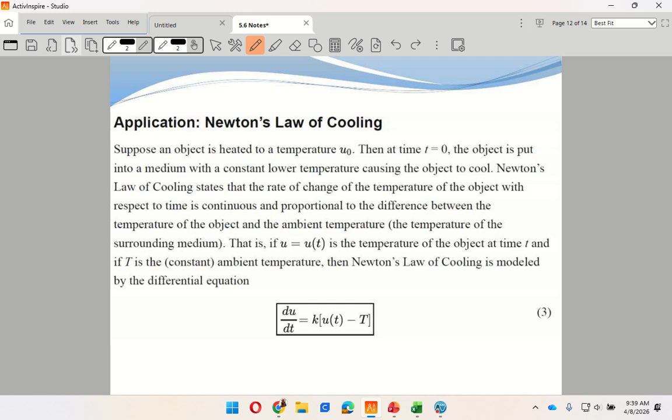All right, Newton's law of cooling. How many days is this lesson? Just 1 day? Yeah, 1 day. We only have the AP questions for homework. Oh, sure. Yeah. All right.